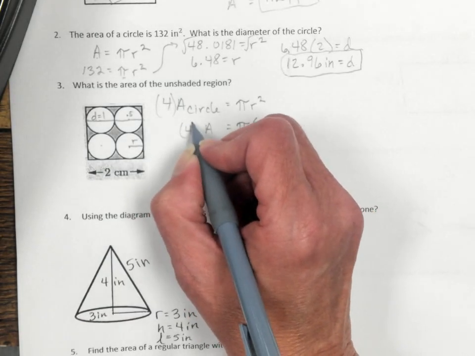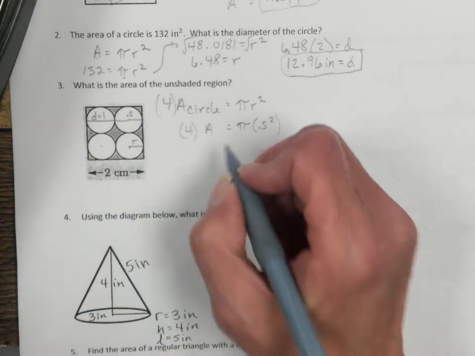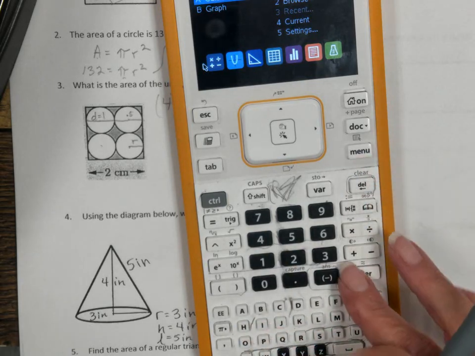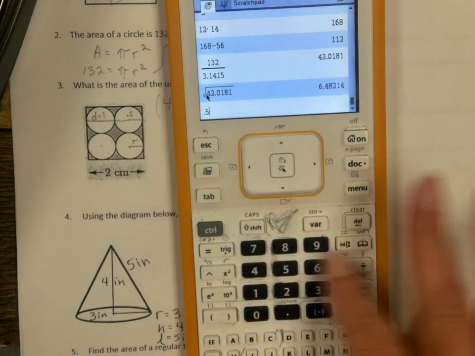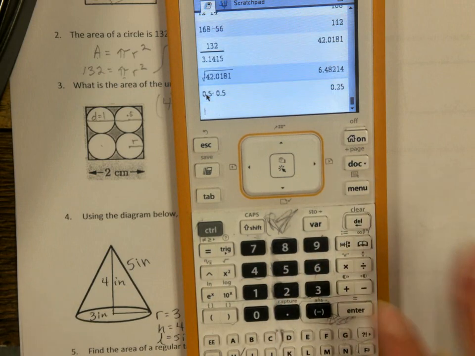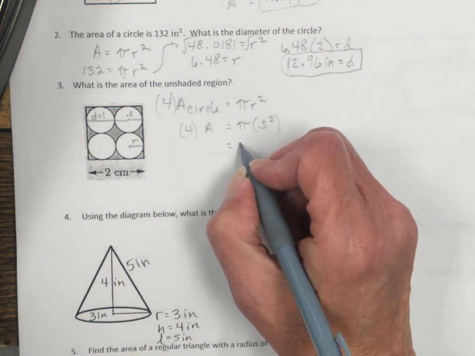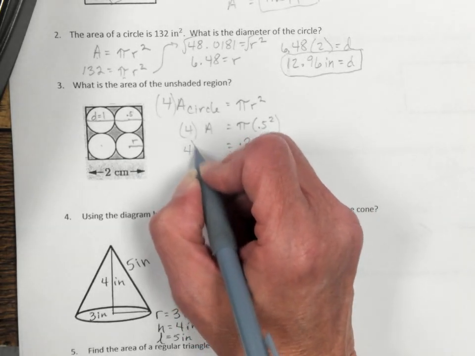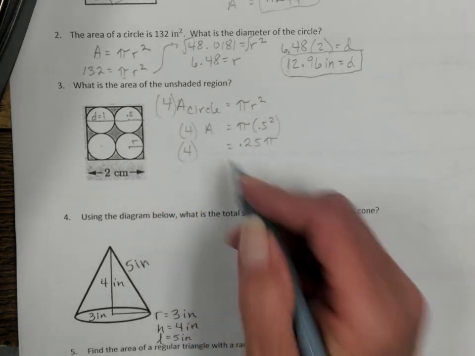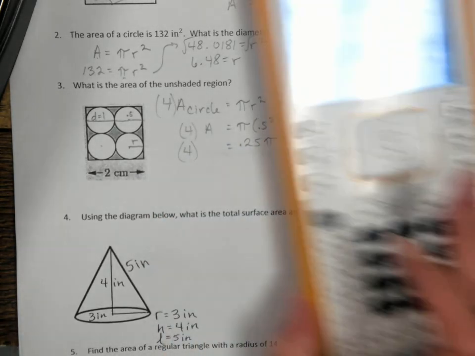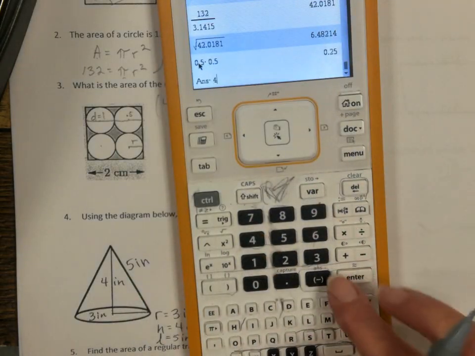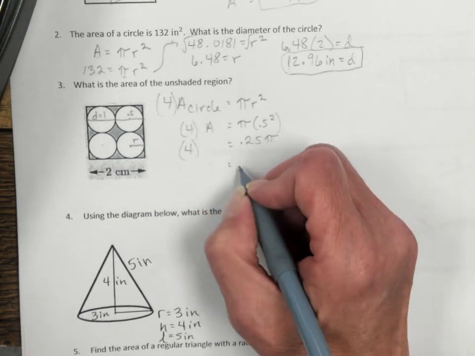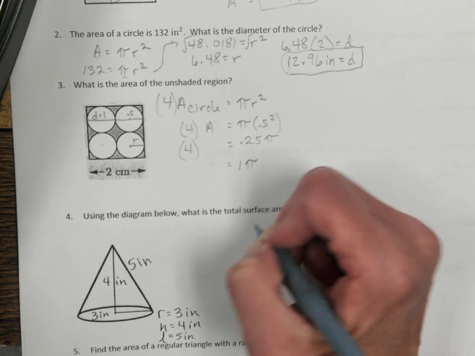And I'm going to keep that reminder that I need to multiply it by 4. So I'm going to my calculator, 0.5 squared. Oops. 0.5 times 0.5 gives me 0.25 times pi. Still need to multiply it by 4. And I'm going to go ahead and do the multiplication now. Oh, I get a straight up 1. Okay, so my answer is 1 times pi.